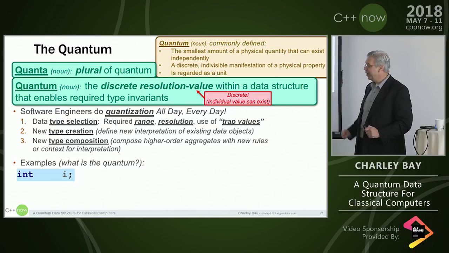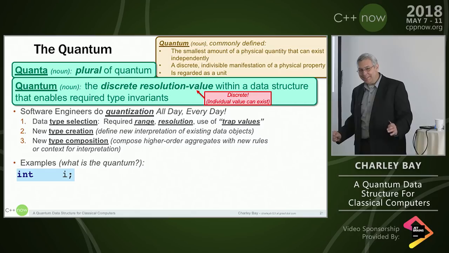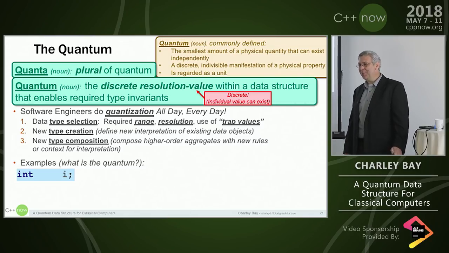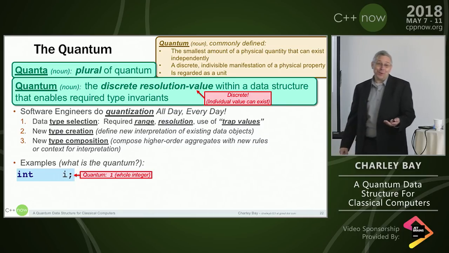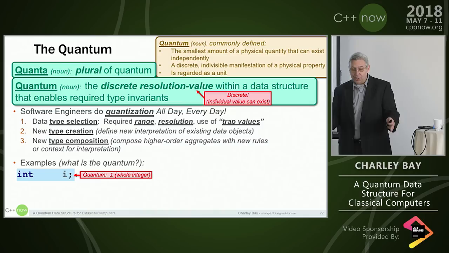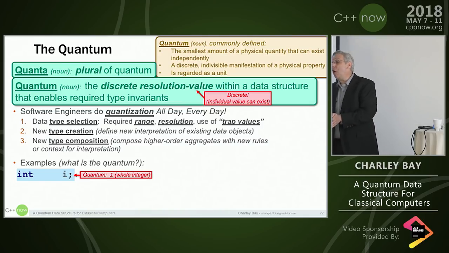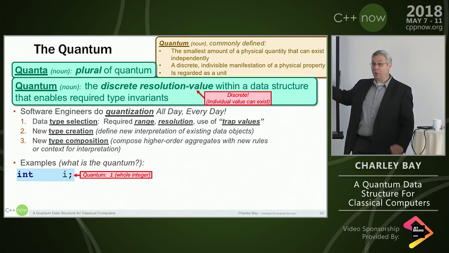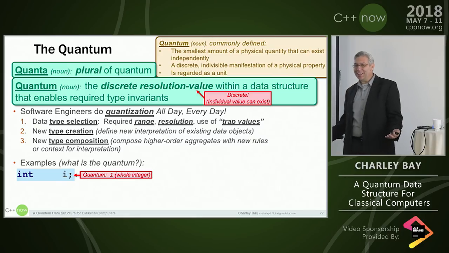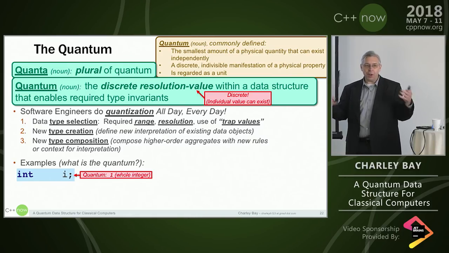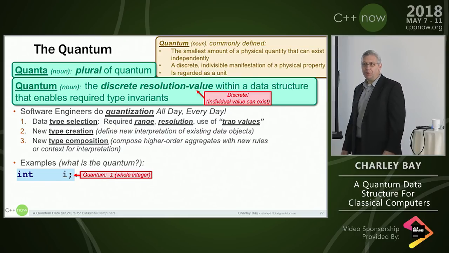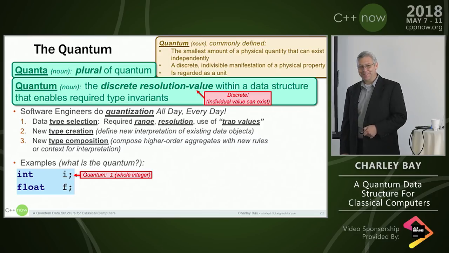So int i, what's the quantum on int i? It's not a trick question. It's one, whole integer. And integers are really cool because we have normalized in software, we've normalized with the hardware. Everybody agrees on whole numbers. So you can't get screwed up too much because we have normalized in software, in hardware, everybody's got a mental model of the resolution with which we're working, the quantum. One, whole integers.